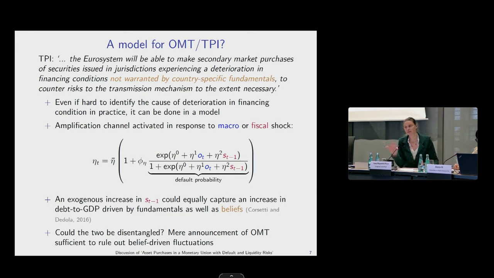And even if we think about OMT, the mere announcement of OMT was sufficient to actually rule out this belief-driven fluctuation. So I think if you want to target your model more specifically to some tools that the ECB or central banks have, it would be nice to think more about the drivers of this increase in debt to GDP.